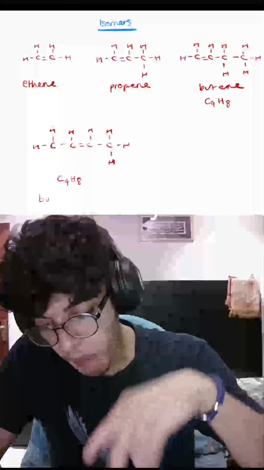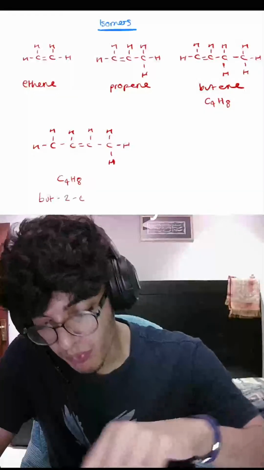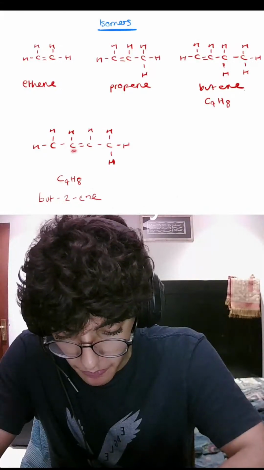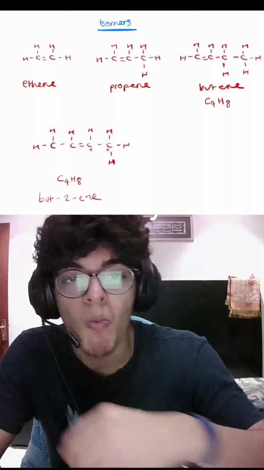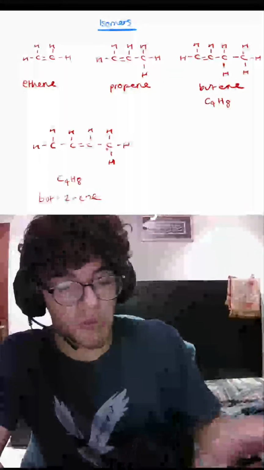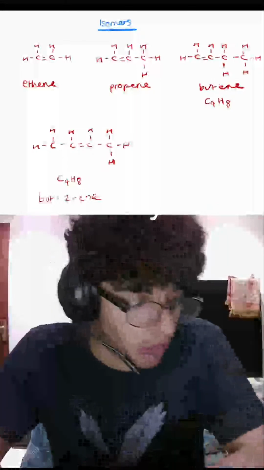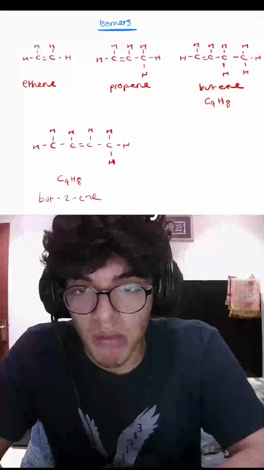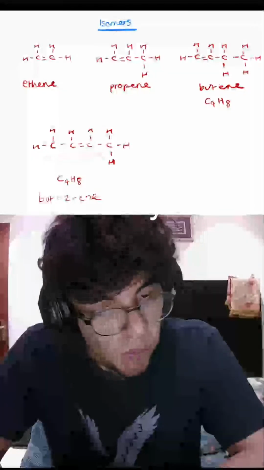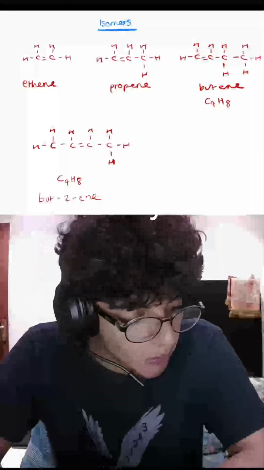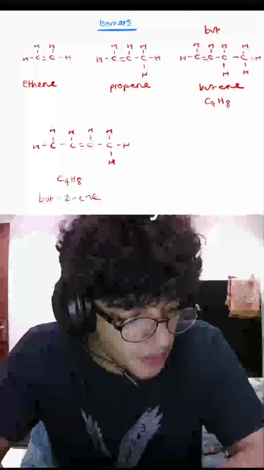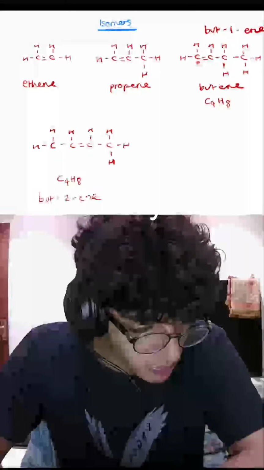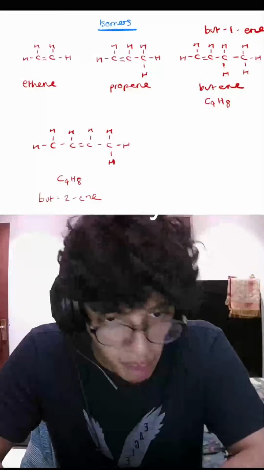So this one is called but-2-ene, and that's because our double bond is found on the second carbon here in the chain. And again, it doesn't matter which end you start from. If you start from this end, it's still going to be on carbon 2. If you start from this end, it's still going to be on carbon 2. So if this is but-2-ene, that means this one should actually be called but-1-ene, because the double bond here is found on the first carbon in this chain.